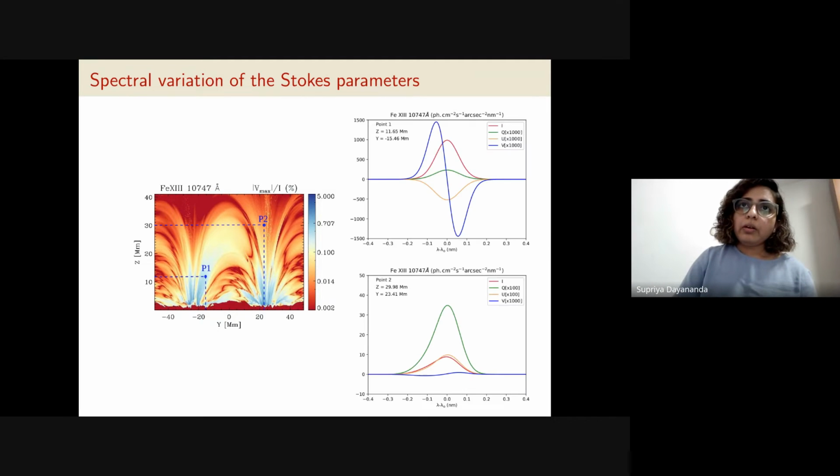But in PEAK Corona, we also have an option to get the spectral variation of these Stokes profiles. Say, for example, at points P1 and P2, you would like to see how the Stokes profiles vary across wavelength. Then you can simply choose those points in the computations and get the spectral variation. Here the top panel is for point 1, I, Q, U, and V, and the bottom one is for point 2 within this model.